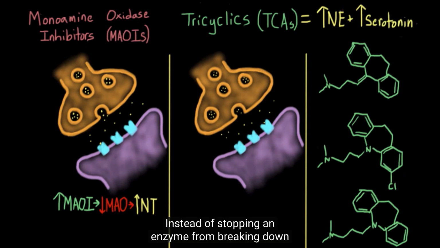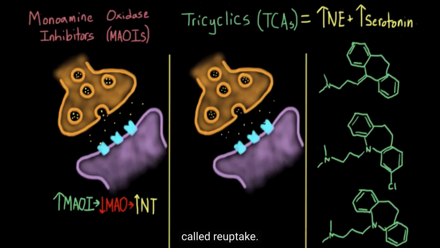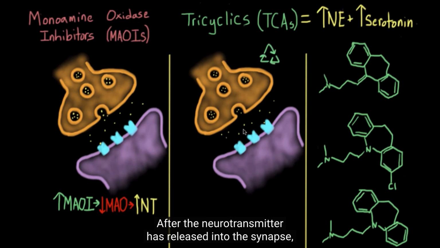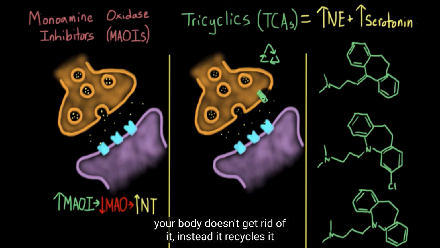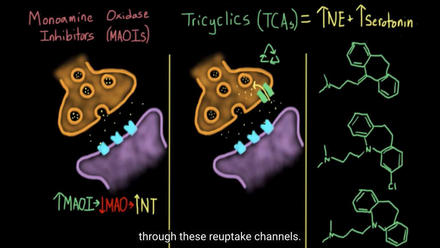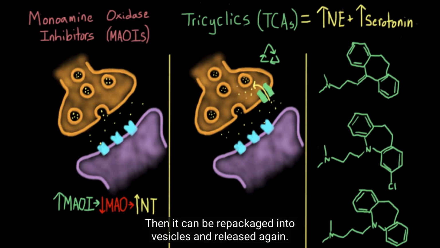Instead of stopping an enzyme from breaking down these neurotransmitters, TCAs work by interfering with a very different housekeeping mechanism called reuptake. So much like you, your body likes to recycle. It likes to be efficient. And this is even true at the neuronal level. After the neurotransmitter has released into the synapse, your body doesn't get rid of it. Instead, it recycles it by taking it back up into the presynaptic cell through these reuptake channels. And then it can be repackaged into vesicles and released again.